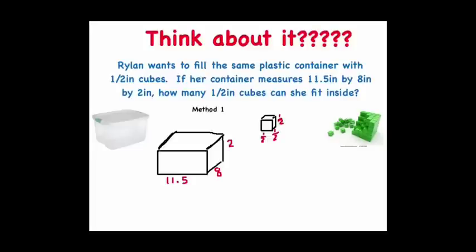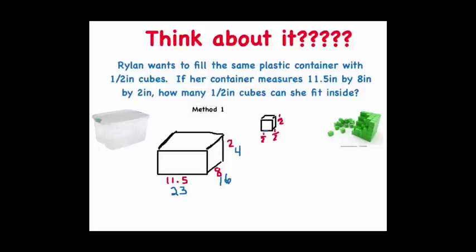Now there are two ways in which we can solve this problem. The first way that we're going to talk about is taking each side, so 11.5, and seeing how many halves are in 11.5. There are 23 halves in 11.5. How many halves are in 8? There are 16 halves in 8. And how many halves are in 2? There are 4 halves in 2.